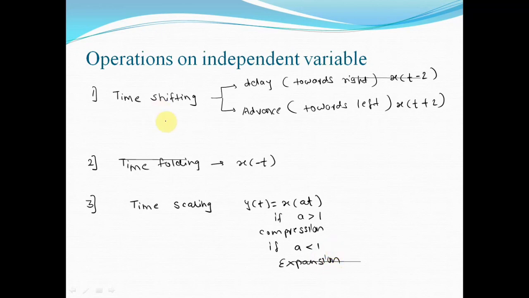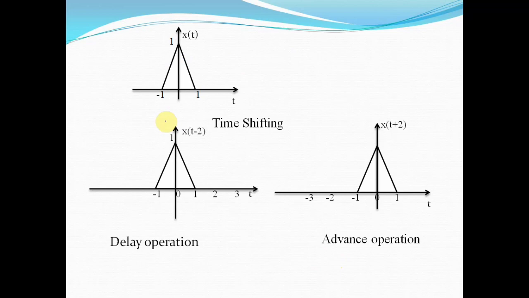Now let us discuss all these three operations with the help of one example to get better clarity. This is our original signal x of t, which lies between minus 1 to 1, having amplitude equal to 1. Here we want to sketch the different signals.